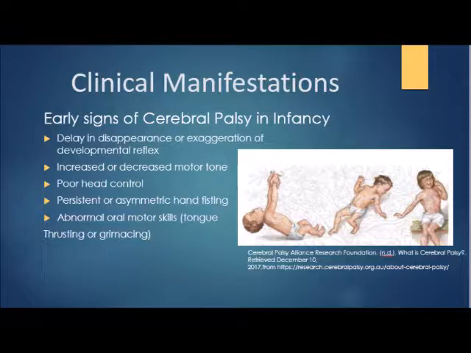The disorder can be recognized during infancy through their use of the pincer grasp, neck rotation, arm stretches, and leg kicking. Some early signs of cerebral palsy in infancy include delay in disappearance or exaggeration of a developmental reflex, such as one that causes a baby to straighten their legs and arms when looking up and fold limbs when their head goes down, which is strongly related to balance and muscle tone. Also, increased or decreased muscle tone, poor head rotation, persistent or asymmetric hand fisting, and abnormal oral motor skills such as tongue thrusting or frequent grimacing can be used to determine possible signs of cerebral palsy.